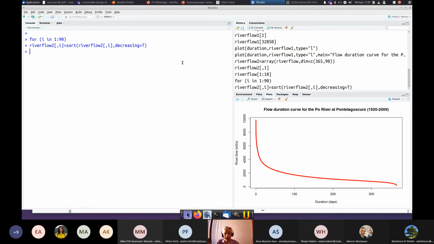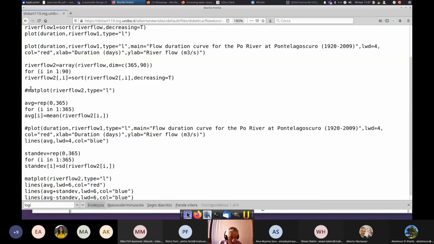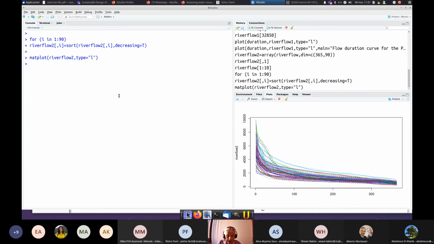So you see that it was very simple for me to compute the 90 flow duration curves. Now I have to plot them. Let's plot them and let me go back to the web page. We may use this instruction. It is commented in the web page. Let's try it. And look, I skipped the hashtag in my cut and paste.